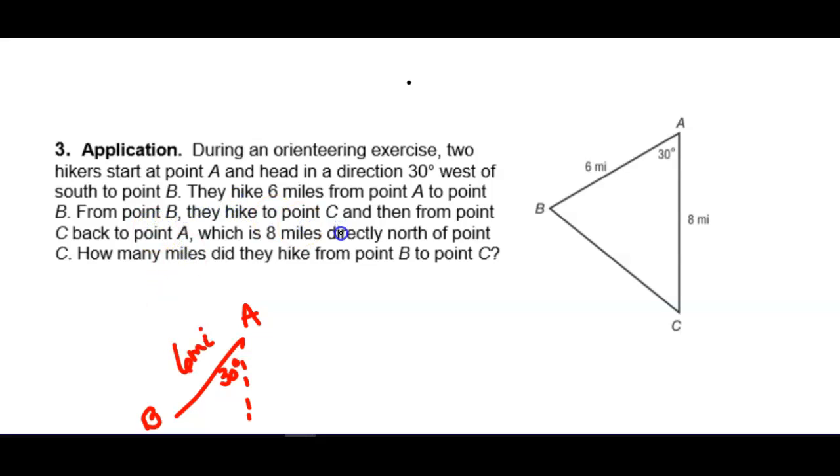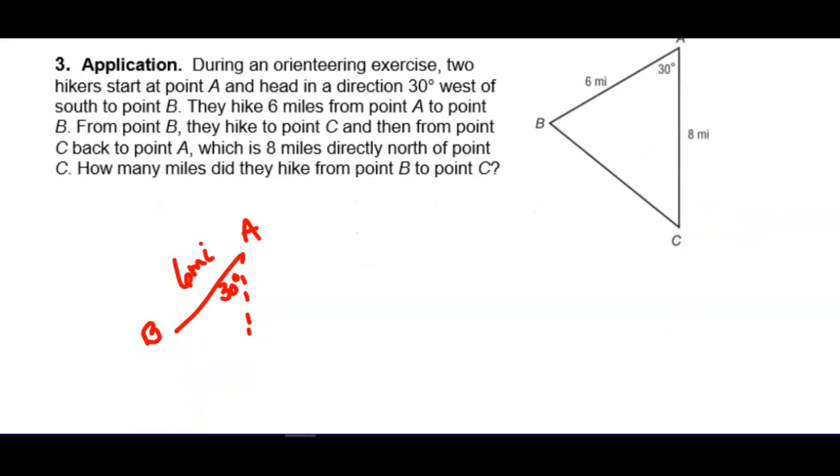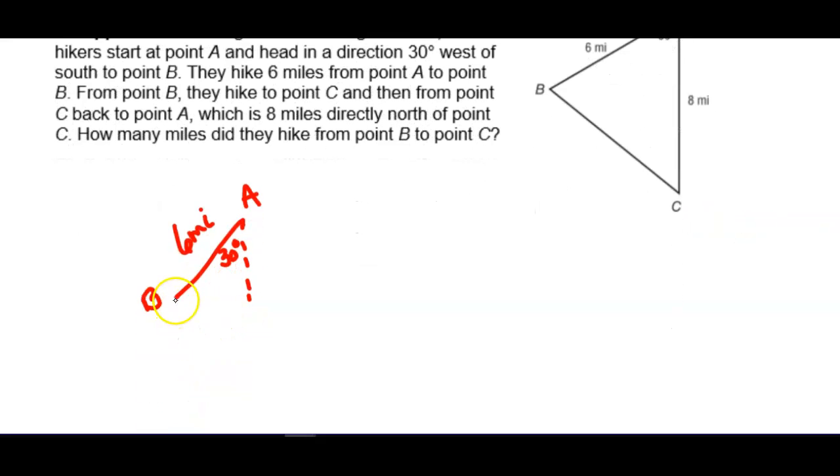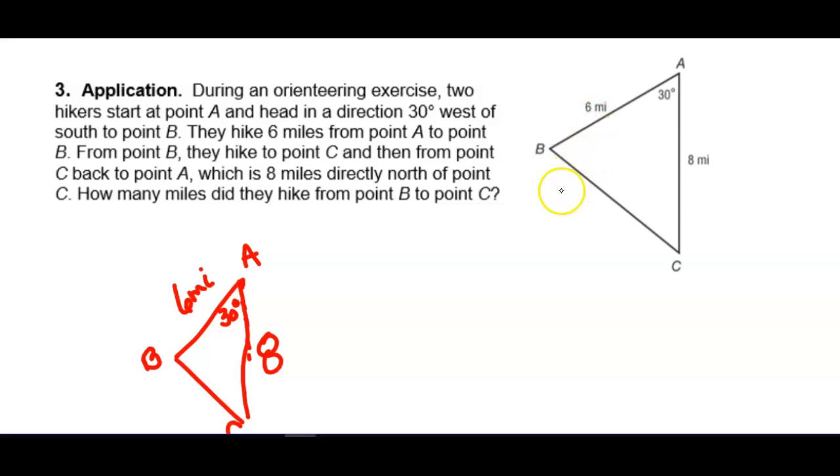And then they hike to point C, which we don't know where point C is, but it says they go back to point A, which is directly north, and that was 8 miles. All right, so this is the picture, which they've already drawn for us over here, and we need to find B to C.